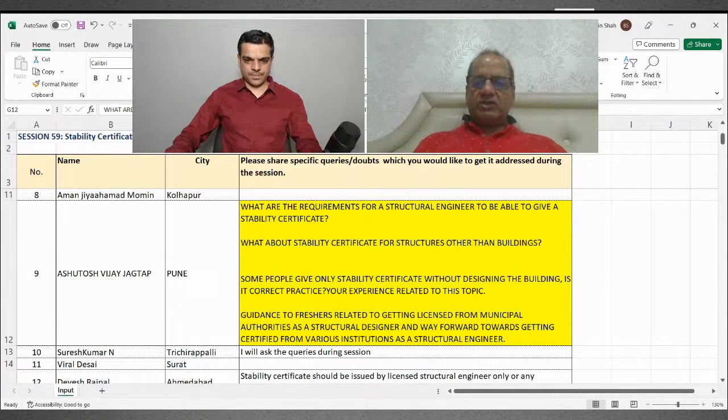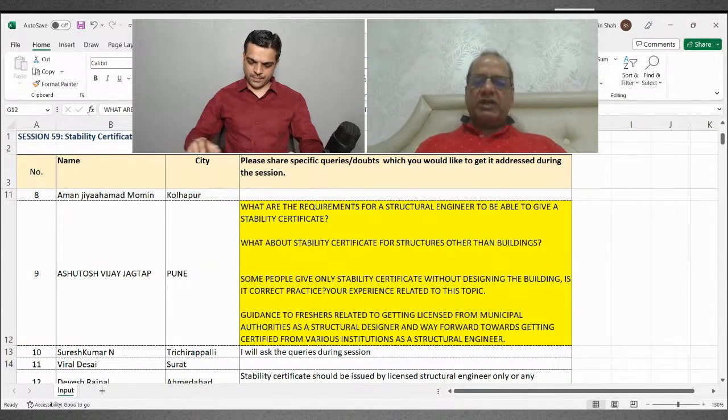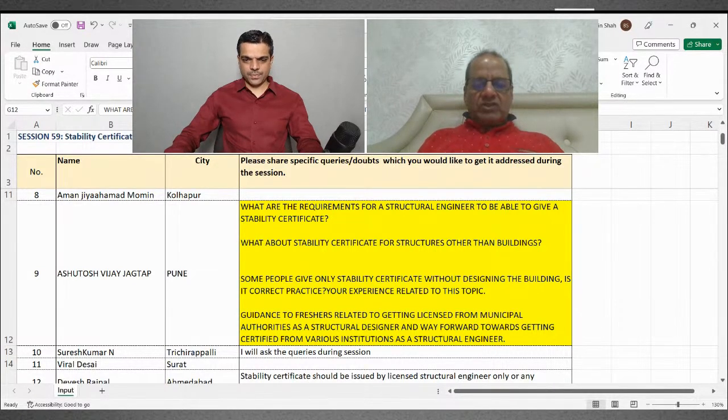What about stability certificate for structures other than buildings? It is the same thing. I will not differentiate between a building and other structure as far as stability certificate is concerned, because any structure is designed complying to certain codes, certain functional requirements, certain performance criteria. It is true for everything. So those have to be stipulated, those will be mentioned in the certificate, that this stability certificate is valid subject to these things. Some people give only stability certificate without designing the building. I can't comment on that.